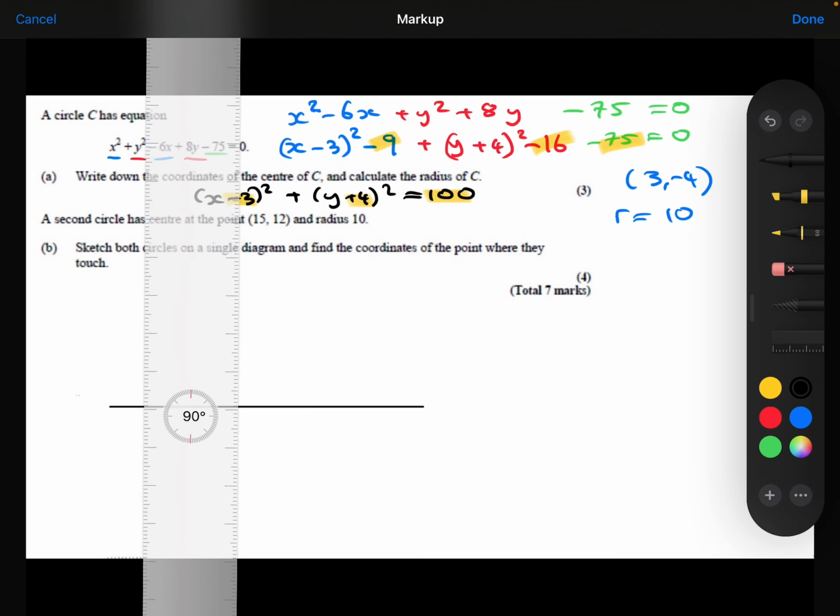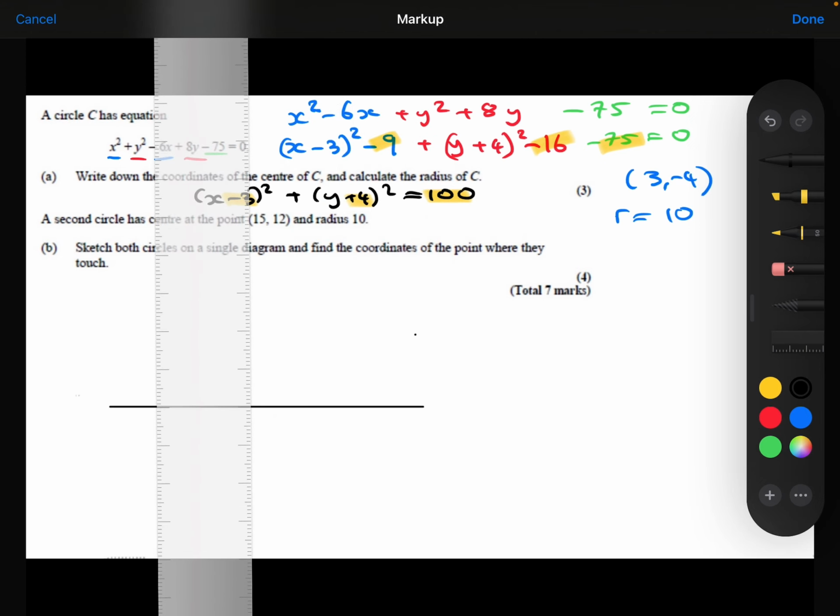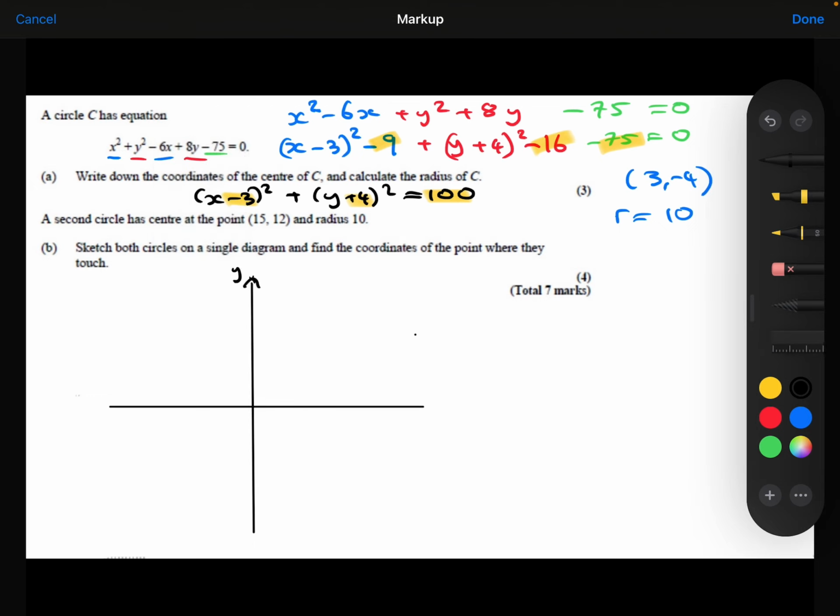So here's my set of axes. So let's draw the first circle first of all. It's got a centre of (3, minus 4). So (3, minus 4), I'll plot that there. And it's got a radius of 10. So it's roughly going to look like this.